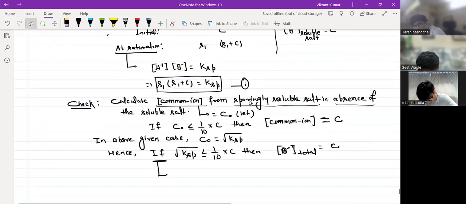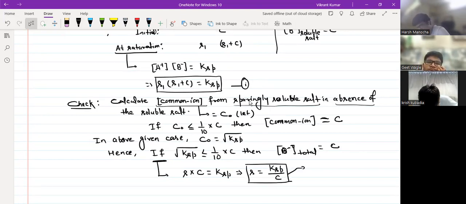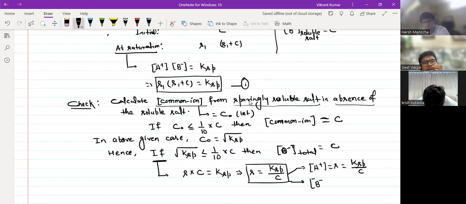And अगर ऐसा हुआ, if it is happening, then we'll write S into C is equal to KSP, and that's why we'll write S will become KSP upon C. Simple. And then if they're asking you, मान लो A plus का पूछा कितना होगा, तो we'll say it was S, and that's why it will be KSP upon C. And जो common ion B minus है, जिसको हम लोगों ने S plus C लिखा था, that has become approximately C only.